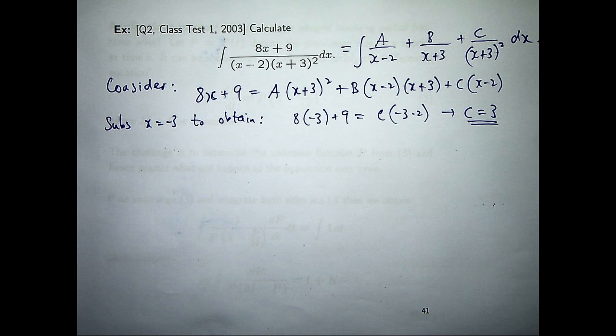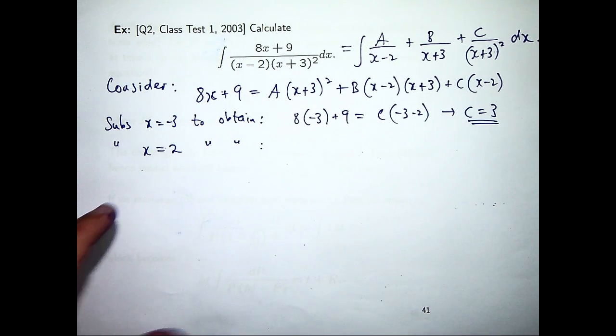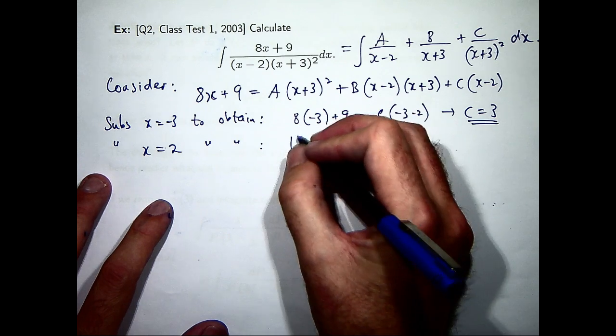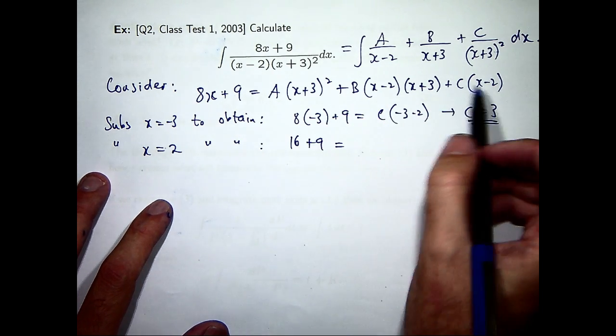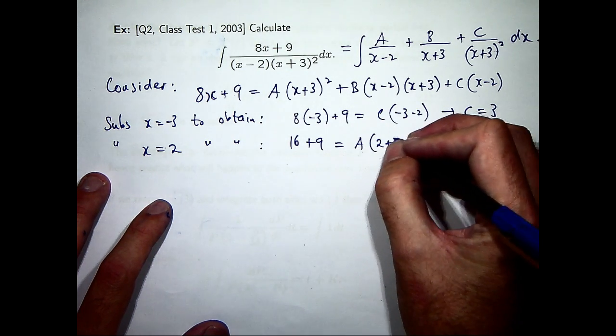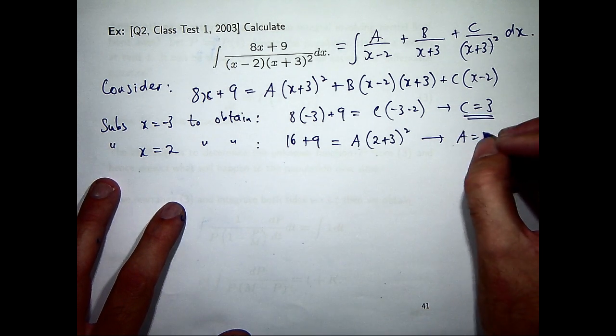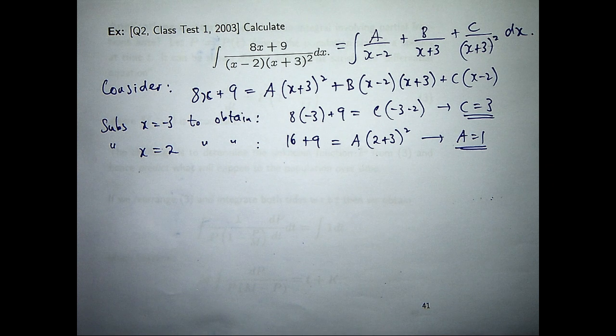Okay, can anyone think of another good value to sub in for x? 2, yes. All right, so if we sub in x equals 2, that's going to disappear, that's going to disappear, and we're going to be left with something involving a. If you solve this, we'll get a equals 1. So we've got 2 of our 3 constants. We're feeling pretty good.